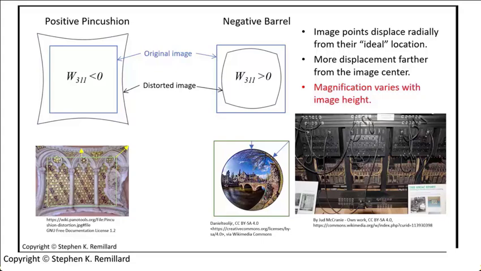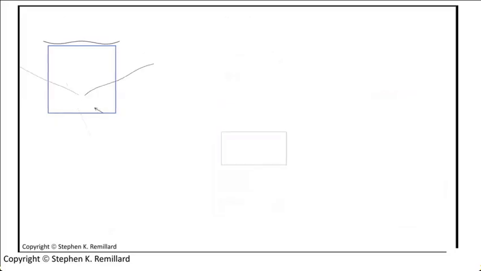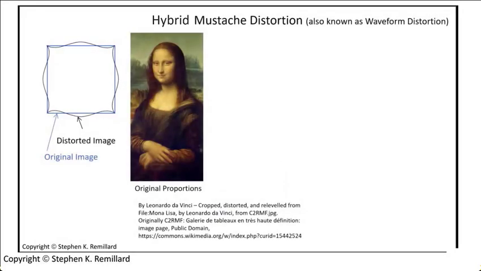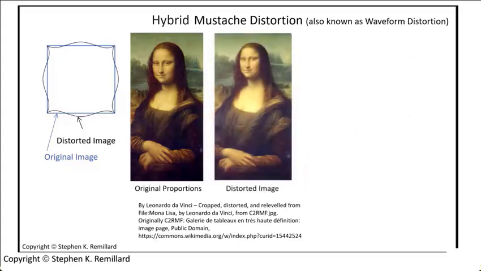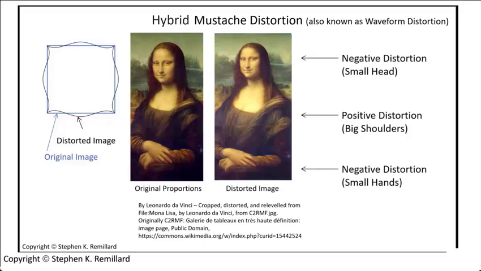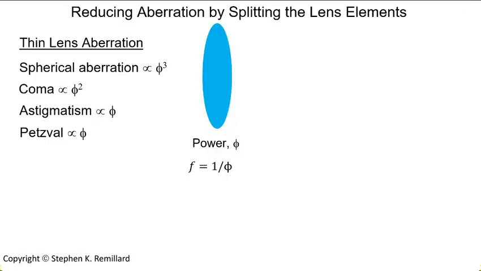When both positive and negative distortion are found in an image, the result is mustache distortion. Straight lines are curved into something that sometimes resembles a handlebar mustache, with points in the center of the edge possibly moved outward and points near the end of the edge possibly moved inward, giving Mona Lisa wide shoulders with small hands and a small head.